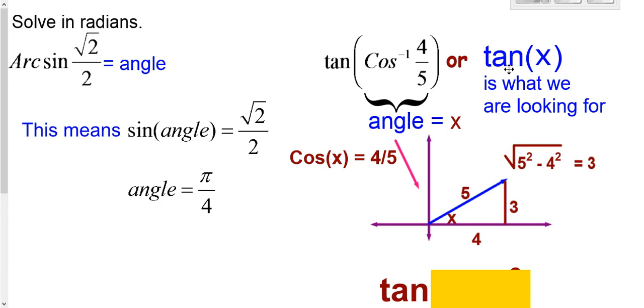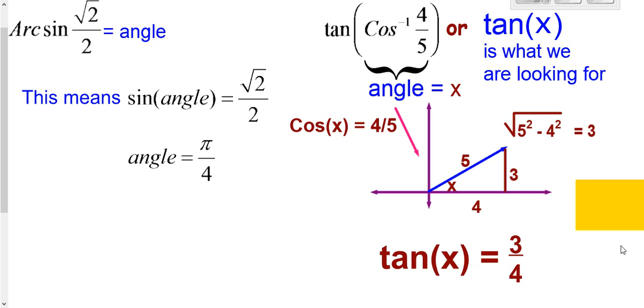Up here I said I'm taking the tangent of that angle, which I called x. So I drew angle x. Now I need to take the tangent of that angle. So the tangent of angle x, remember tangent is opposite over adjacent, is just 3/4.